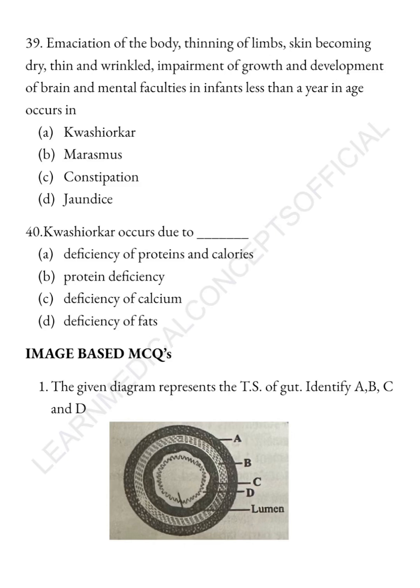And 40th question, kwashiorkor occurs due to dash. Option A, deficiency of proteins and calories, option B, protein deficiency, option C, deficiency of calcium, option D, deficiency of fats. And your time starts now. And the correct option is option B, protein deficiency.